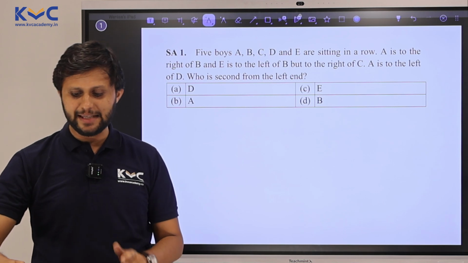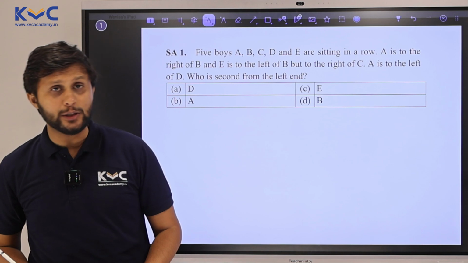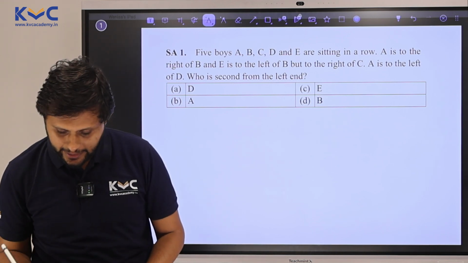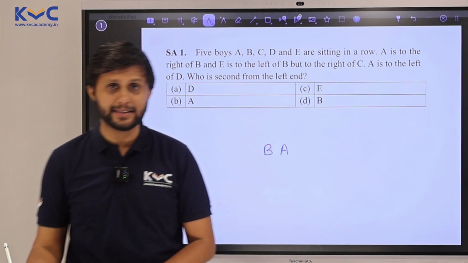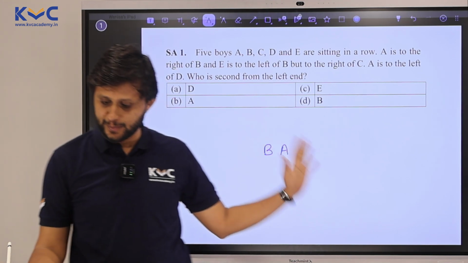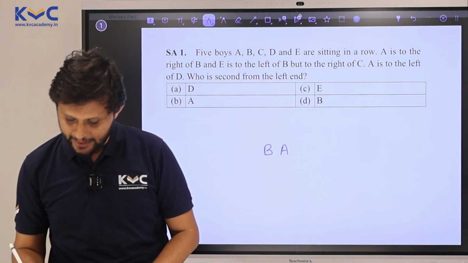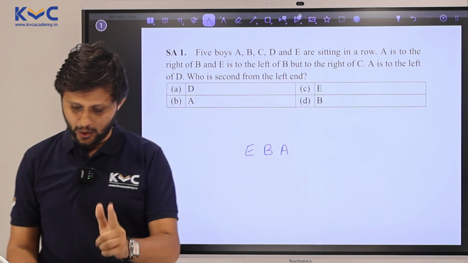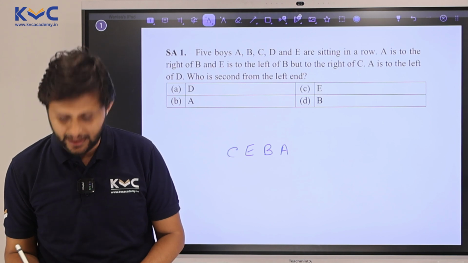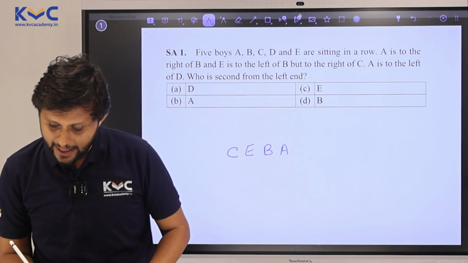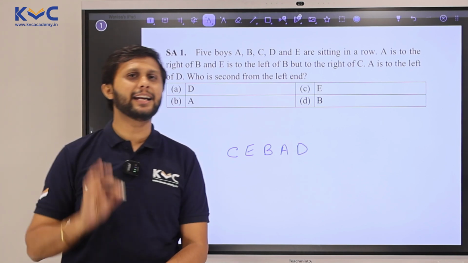5 boys A, B, C, D, E are sitting in a row. A is to the right of B. I'll stop over here. A is to the right of B. Is that correct? A is on the right side of B. Okay, what next after that? E is to the left of B. Okay, done. But to the right of C. So C comes over here. Correct? A is to the left of D. With that, the arrangement is complete.